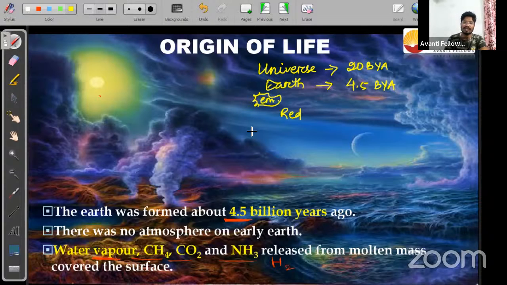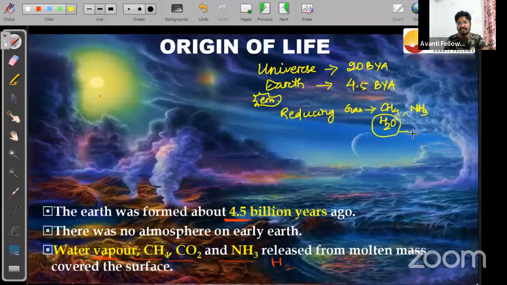Okay, so what they took, they found this particular thing. The earth environment was having reducing gases or reduced gases, that is methane gas, ammonia gas. Okay, these kind of things were there. Carbon dioxide was not there initially. CH4, NH3, water vapor was there, H2O was there, but in vapor form.